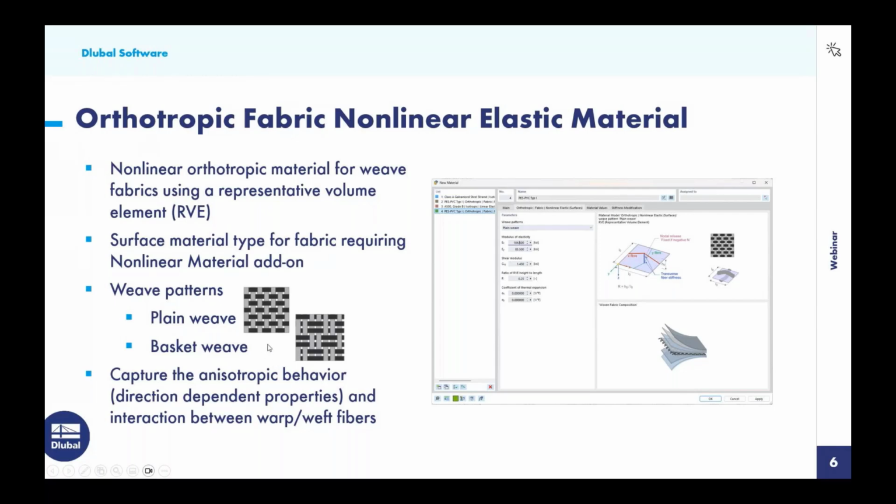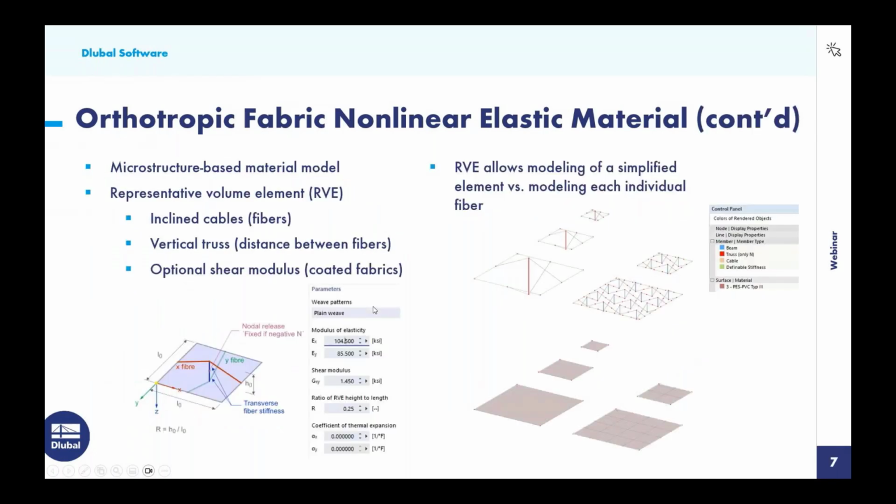And the entire purpose of this nonlinear material is to capture the anisotropic behavior, otherwise known as the direction-dependent properties, and the interaction between the warp and the weft fibers. So if we place a tension force in one orthogonal direction, because of the weave pattern, the fibers in the transverse direction are also going to be affected. So again, we're trying to capture this behavior. So we are implementing what we call a microstructure-based material model, again with these RVE elements.